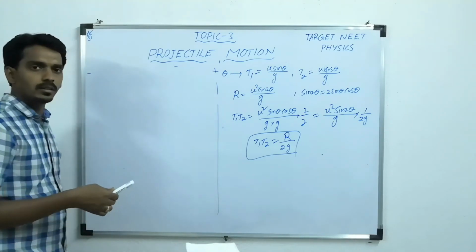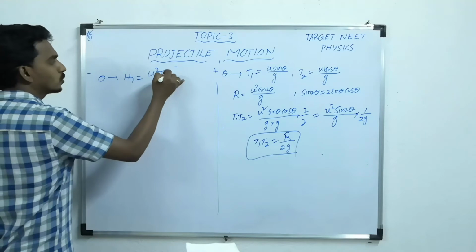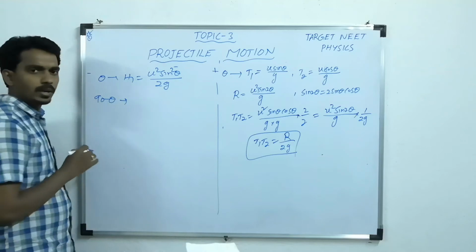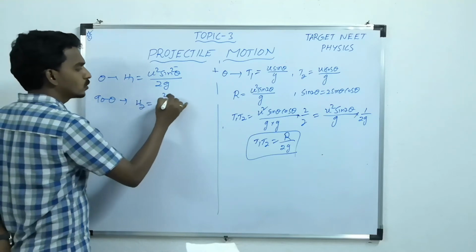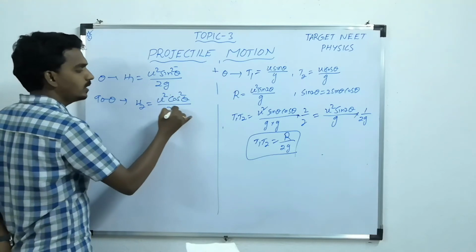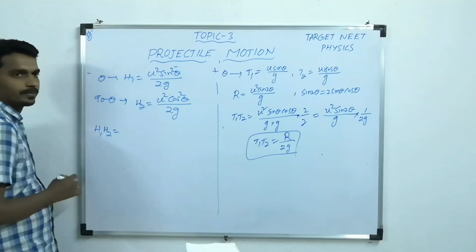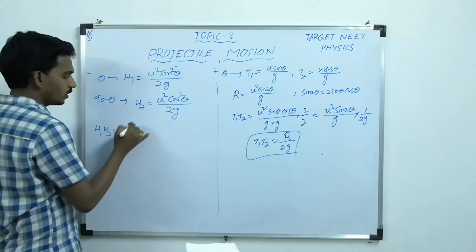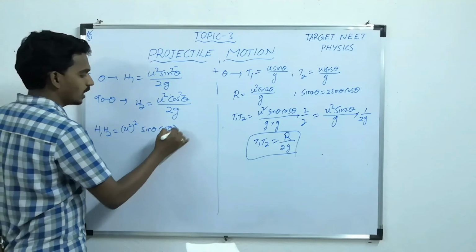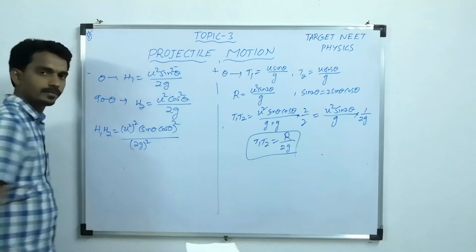The range is the same, but the maximum height is not the same. Take for theta, h1. What is it? U square sin square theta by 2g. What about the height for 90 minus theta? h2 equals u square sin of 90 minus theta, what will it become? Cos. So cos square theta by 2g. Now to derive the relation for h1 h2, you take u square whole square, sin square theta cos square theta, I can write it as sin theta cos theta whole square, whole divided by 2g whole square.